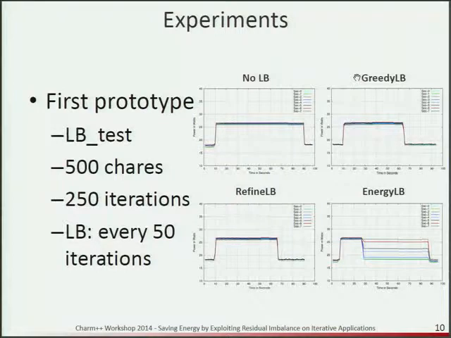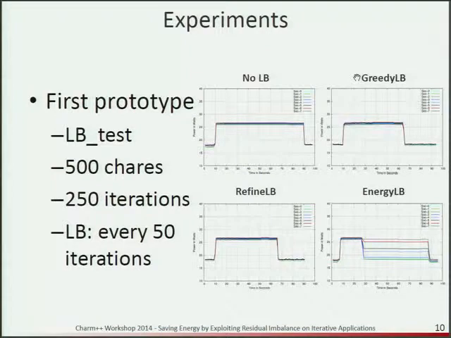What we see is that we know that this is imbalanced, okay? When we run the application with no load balancer, we have basically the same power consumption by the different sockets until the application ends and returns to the idle state. When we use greedy LB or refine LB, we see that the execution time decreases because we're doing load balancing and we are actually using the cores that we have there. So we're going to reduce the energy consumption of the application too, by reducing its execution time.